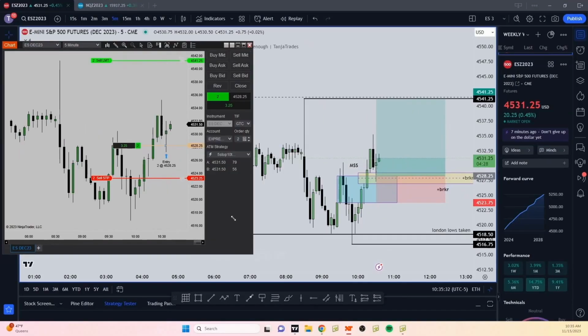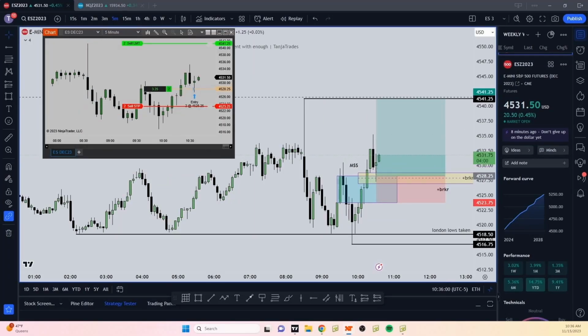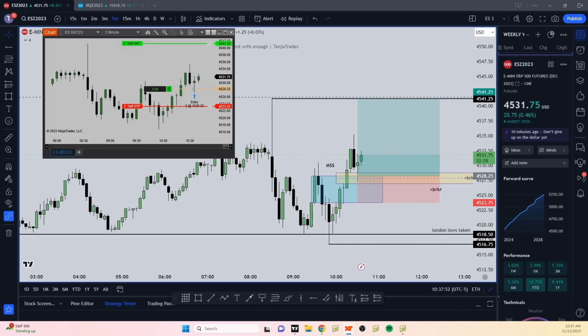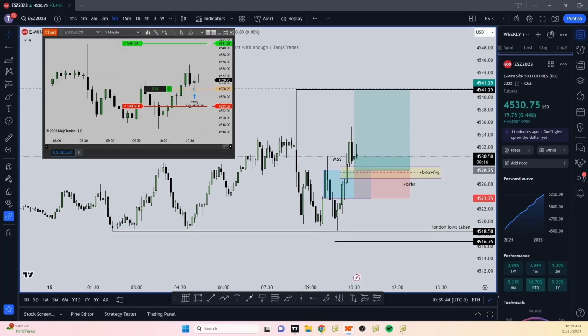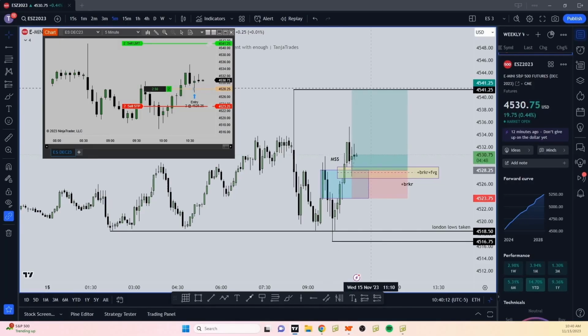So it comes back into the breaker block and the fair value gap. ICT calls this a unicorn because it typically has a very strong reaction to that area, because people that were short beforehand and got stopped out, they're trying to get back in long to mitigate their positions. And this is important to happen if the morning took out the sell side liquidity, which it did here if London lows were taken.